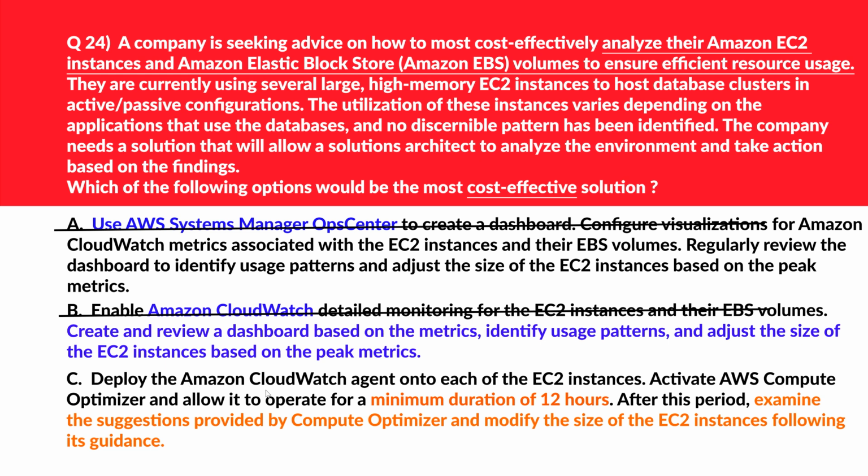Option C is deploy the Amazon CloudWatch agent onto each of the EC2 instances, activate AWS Compute Optimizer and allow it to operate for a minimum duration of 12 hours. After this period, examine the suggestions provided by Compute Optimizer and modify the size of the EC2 instances following its guidance. Installing the CloudWatch agent on each of the EC2 instances and turning on AWS Compute Optimizer allows for a detailed analysis of the instance performance and usage patterns. AWS Compute Optimizer uses machine learning to analyze the configuration and utilization metrics of the AWS resources, then recommends optimal configurations. This approach is more automated and precise, and it provides recommendations after running for at least 12 hours. Consequently, this is the correct answer.